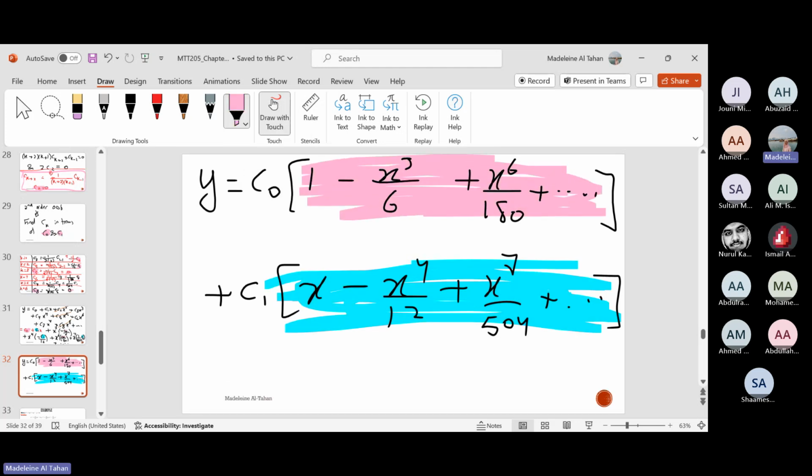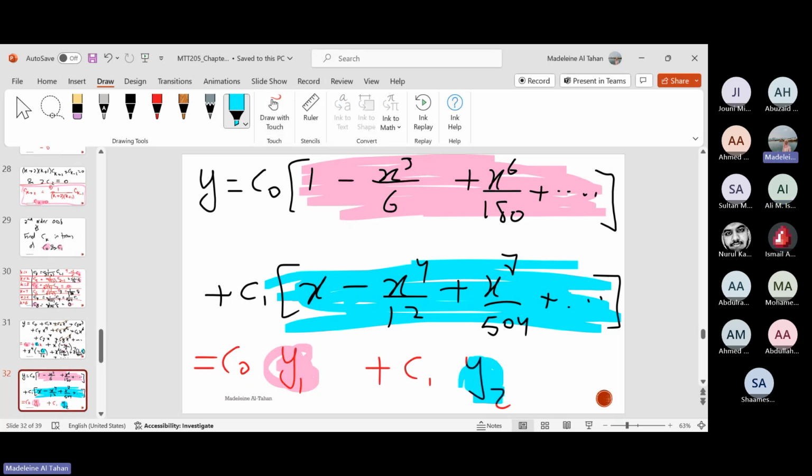So basically here, what did we get, miss? We got C0 Y1 plus C1 Y2. Y1 is the pink part and Y2 is the blue part. So we got two independent series solutions. The first series solution is 1 minus x cubed over 6 plus x6 over 180 and so on. And the second is the blue part. Is it clear, miss? Yes, doctor. Okay, miss.